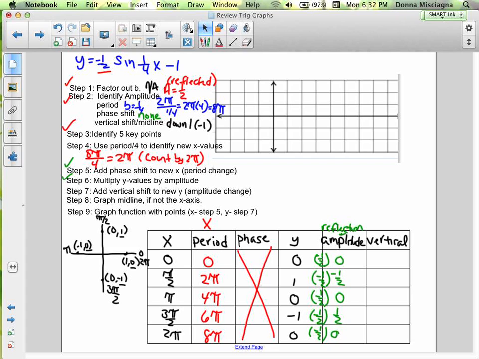And now all there's left to do for the table is add the vertical shift to the new Y values. Our vertical shift is down 1. I forgot to write in the midline. The midline is Y equals -1. It's the same as the vertical shift. All right, so we're going to subtract 1 from all these values.